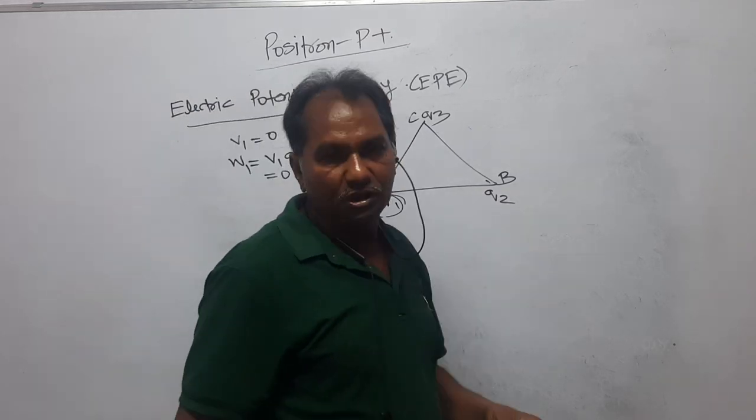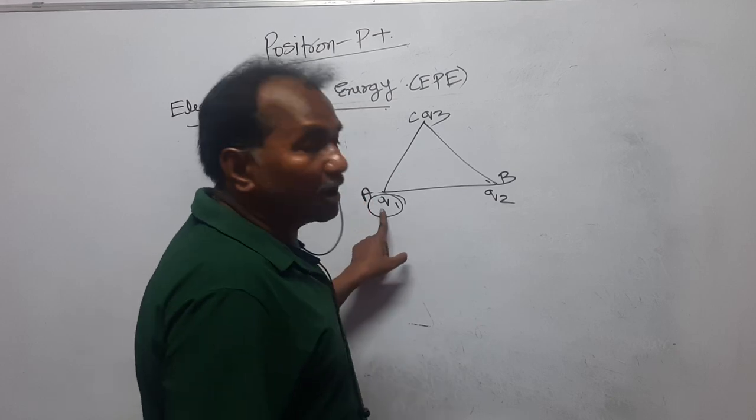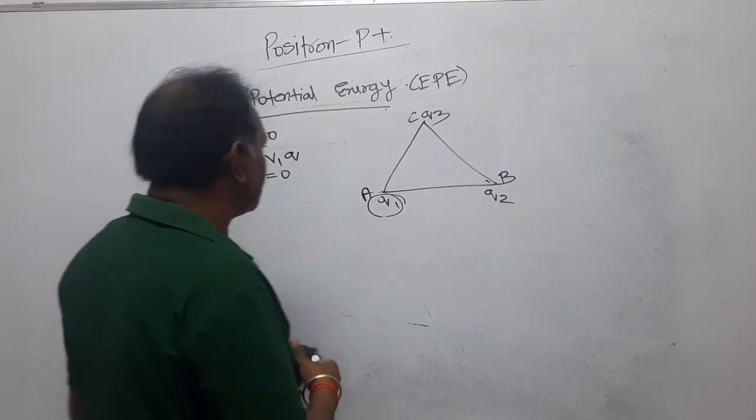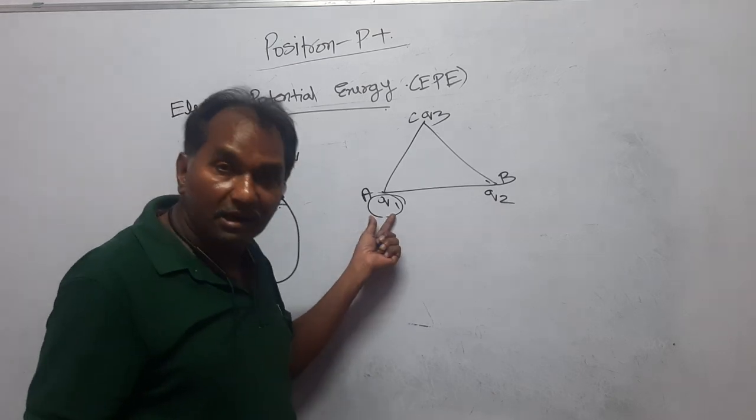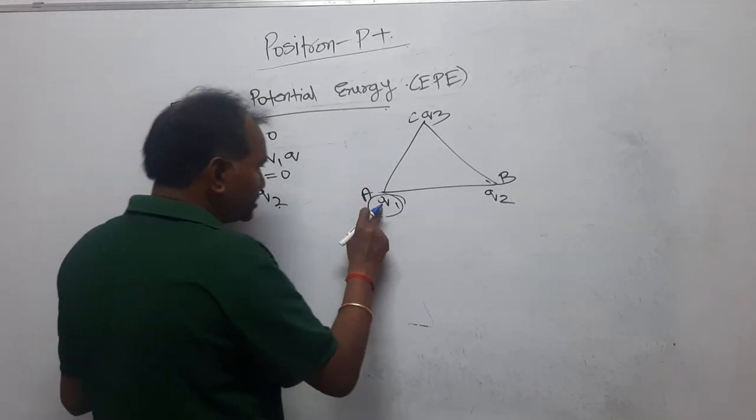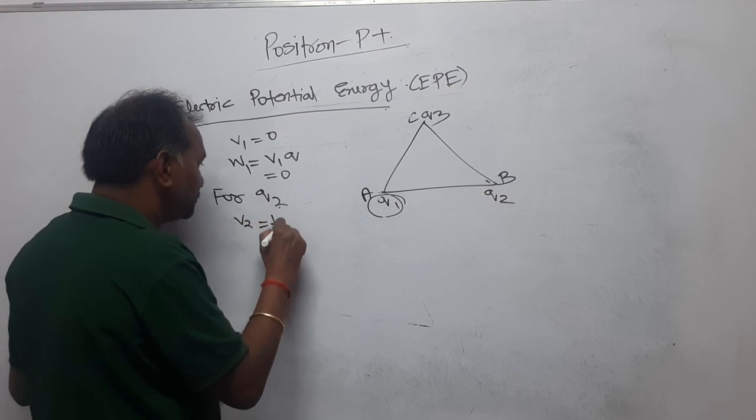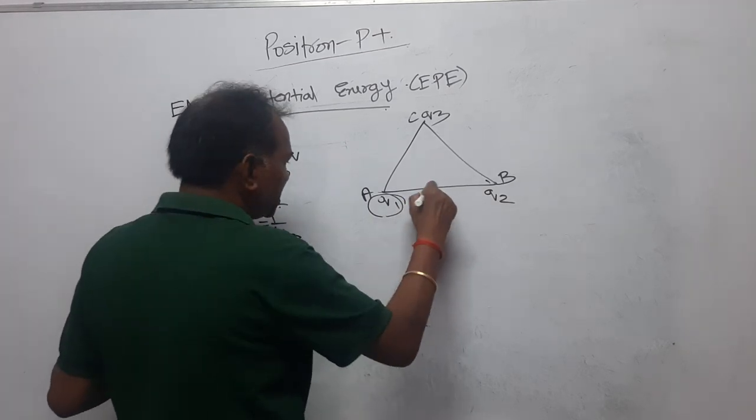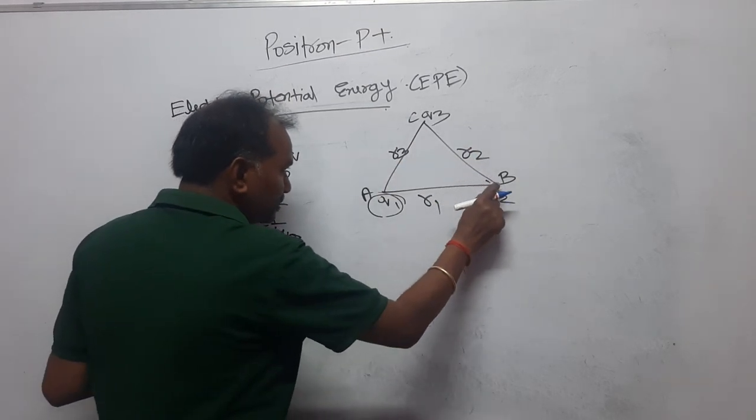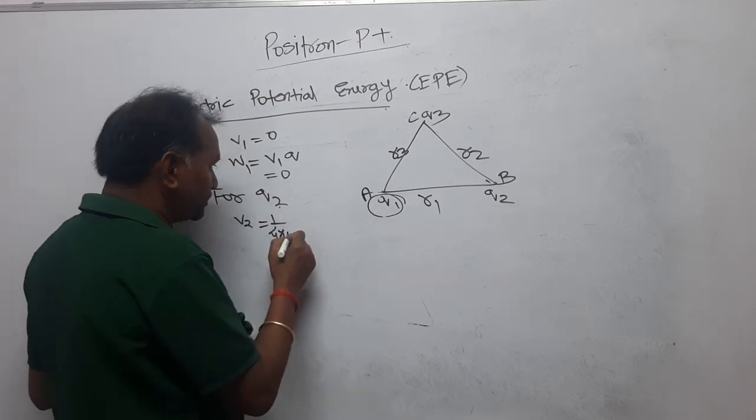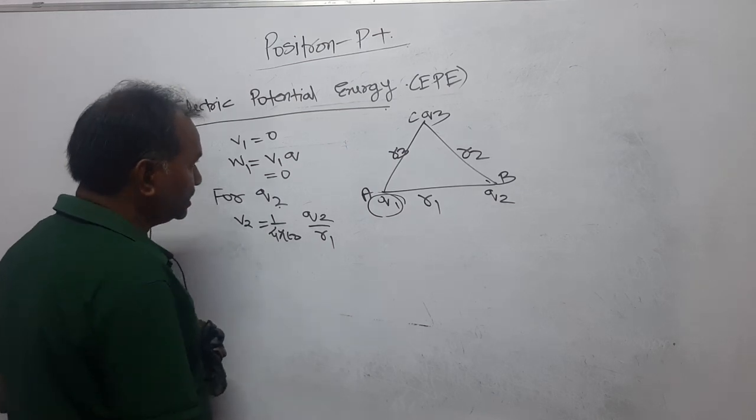Now I am bringing the Q2 charge. If you are bringing Q2, then Q1 has already come. So the potential at point B due to Q1, let these distances be R1, R2, R3, is V2 equal to 1 upon 4 pi epsilon naught Q1 upon R1.